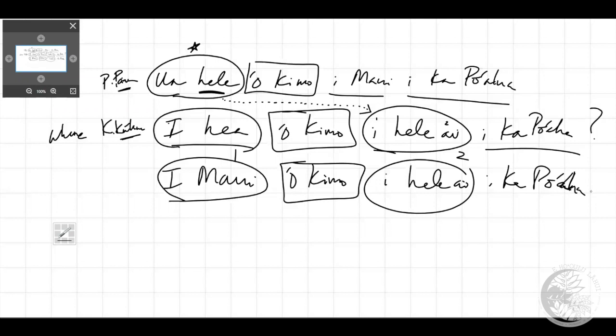Now, this is a Kālele Kūlana that is focusing on the where. So the question, ihea o Kimo ihelia ika poalua? To where did Kimo go on Tuesday? Reply in Hawaiian, I Maui o Kimo ihelia ika poalua. It's to Maui that Kimo went on Tuesday.